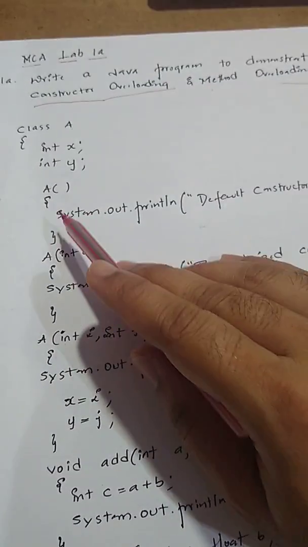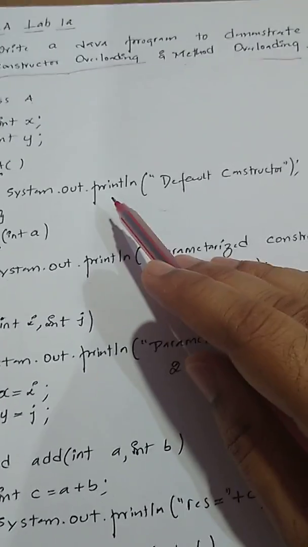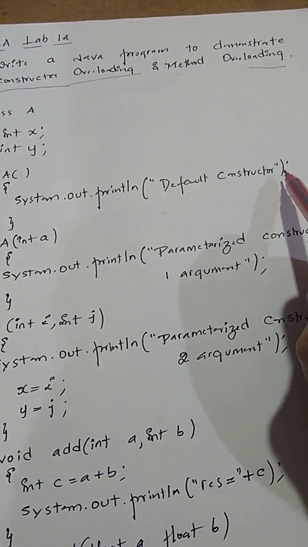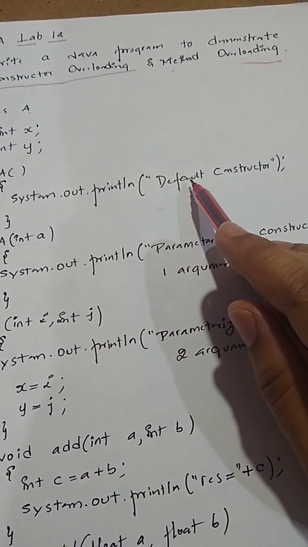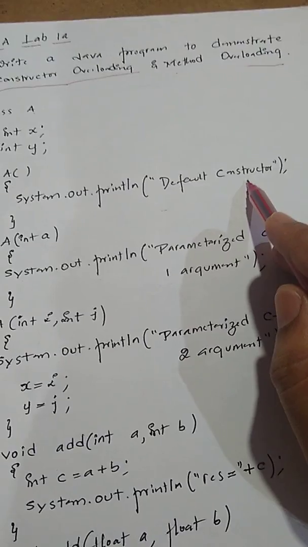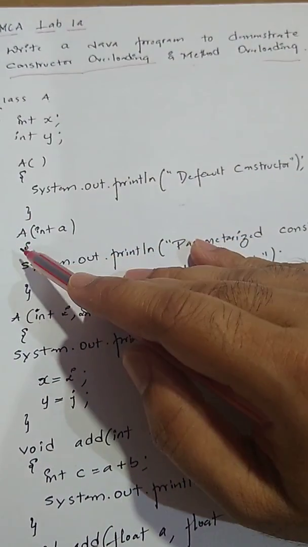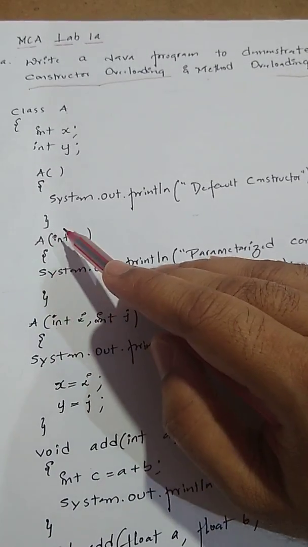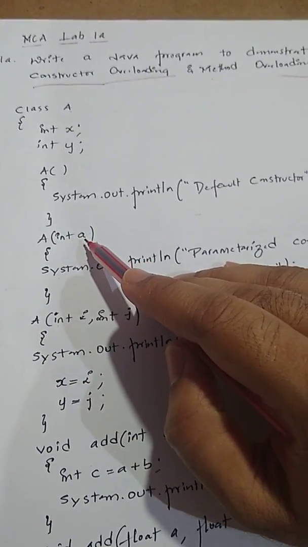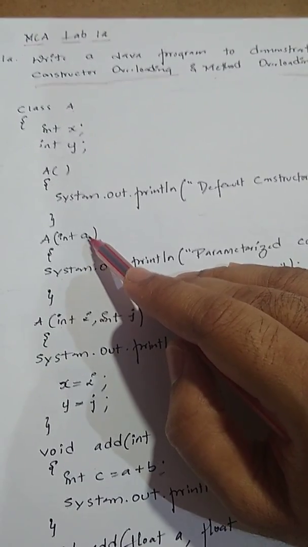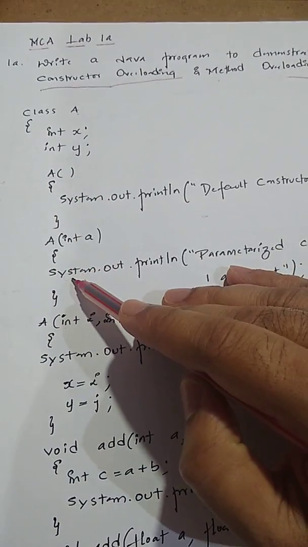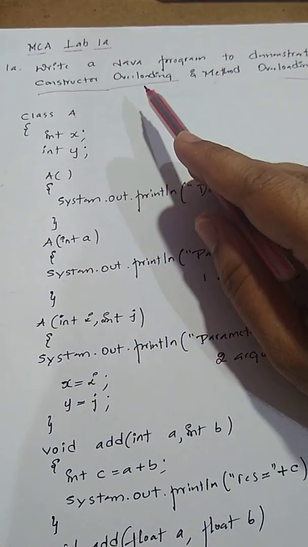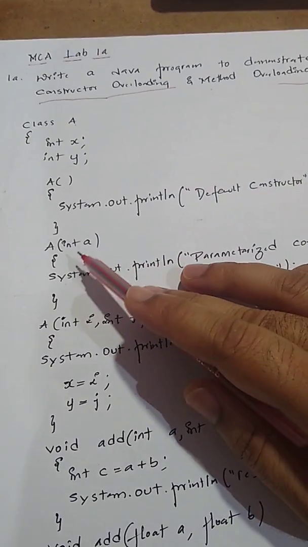Here there is one constructor within which we have a System.out.println to display a message. Whatever is written within double quotes will be displayed. Here we have written just a default constructor message. Then the second constructor. Again, we have taken one more special member function. Constructors are called special member functions. Here I'm passing int a. Since the two constructors differ only with respect to parameters, it is called constructor overloading. This one is called a parameterized constructor.